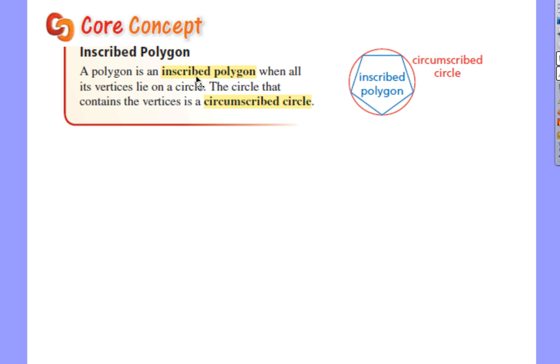Okay, so let's just keep in mind that a polygon is inscribed, technically, when all of the vertices lie on a circle. So this pentagon right here is an example of an inscribed polygon. All of the vertices are on the circle. We would consider the circle to be a circumscribed circle because we circumscribed it about the pentagon.